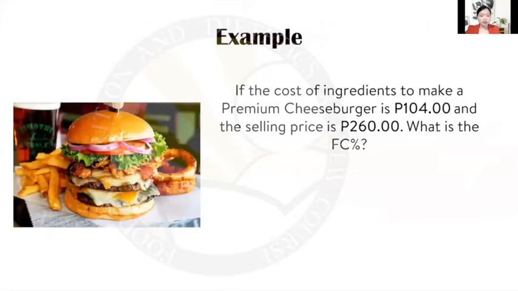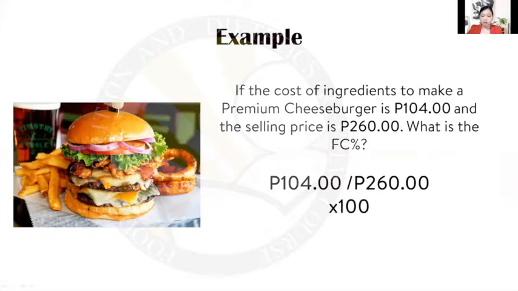So here's an example. If the cost of the ingredients to make a premium cheeseburger is 104 pesos and the selling price is 260, what is the food cost percentage? So 104 divided by 260, times 100, will give us 40% food cost.